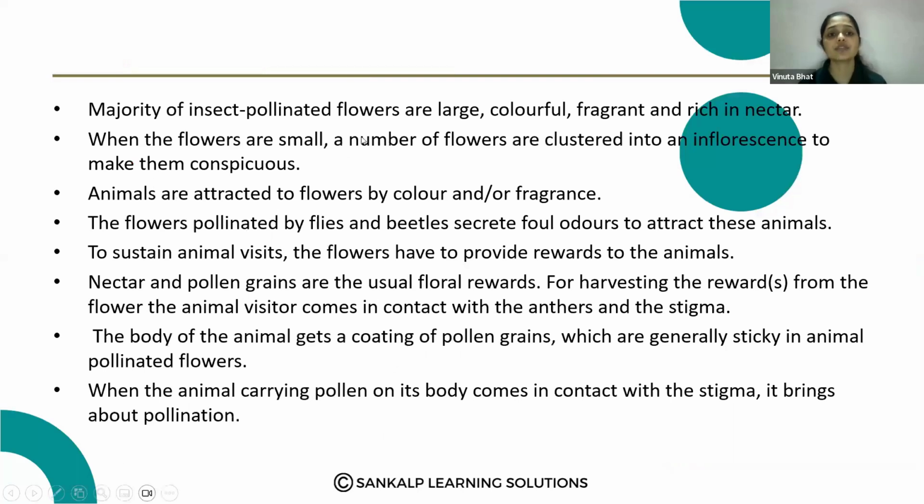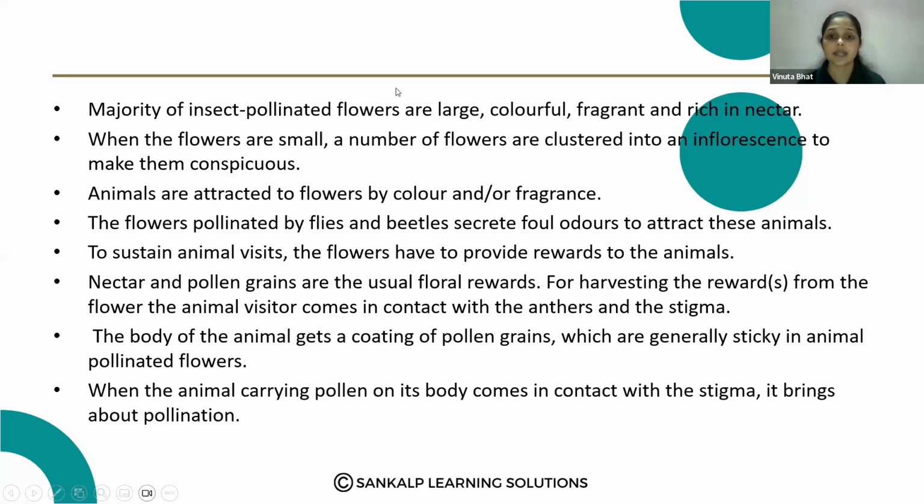The majority of insect-pollinated flowers are large, colorful, fragrant and rich in nectar. The flowers which are pollinated by wind and water do not have that much fragrance and color. But the flowers which are pollinated by insects are large, very colorful, fragrant, and especially rich in nectar. When the flowers are small, a number of flowers are clustered into an inflorescence to make them conspicuous. Animals are attracted to the flowers by color and fragrance.